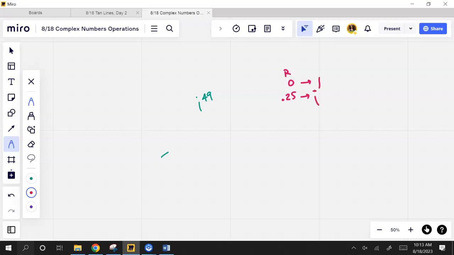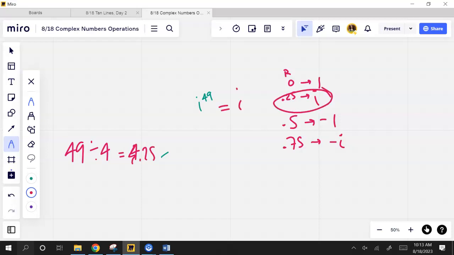Which is just i, right. If it's 0.5 or a remainder of 2, yes, I always write it 1, 2, 3, 0. So now I'm having to go back and second guess myself. And then if you get a remainder of 3 or 0.75, it's negative i. That's exactly right. So when I do 49 divided by 4, what do you get? 4.25 or whatever, 0.25, which tells me this is just equal to i.